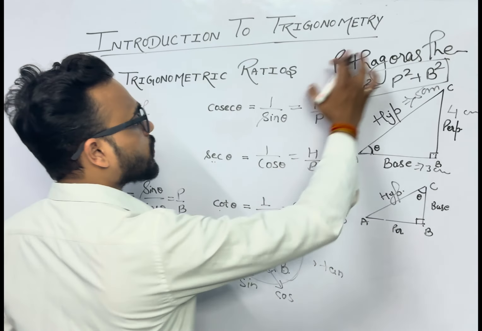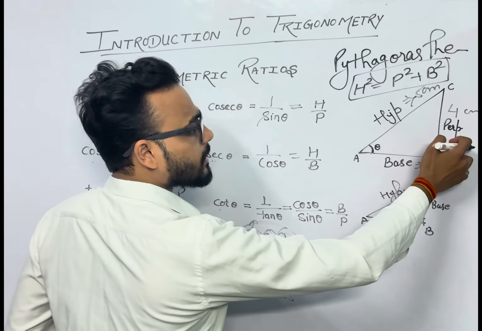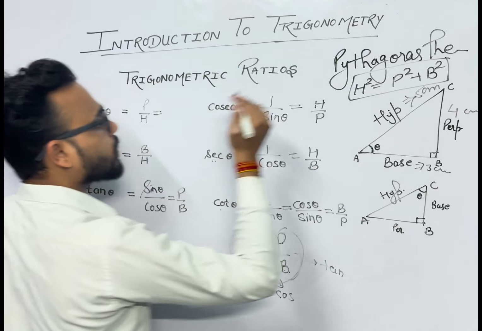If we take the value of sine theta, according to this angle, sine theta is perpendicular upon hypotenuse. So the perpendicular has value 4 and the hypotenuse is 5.